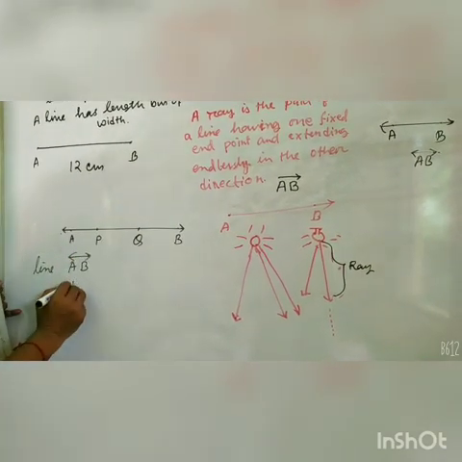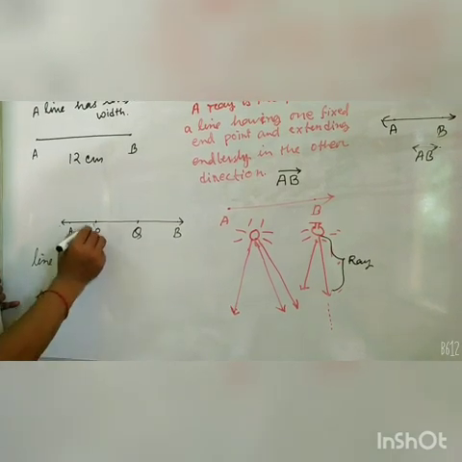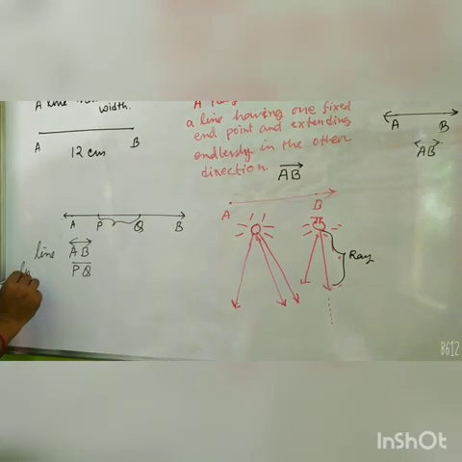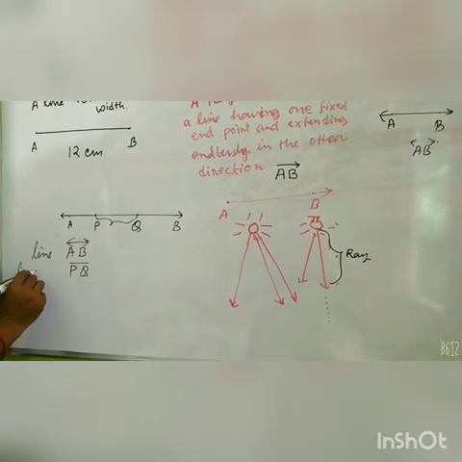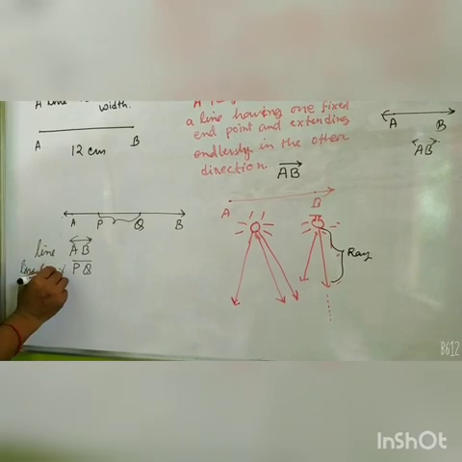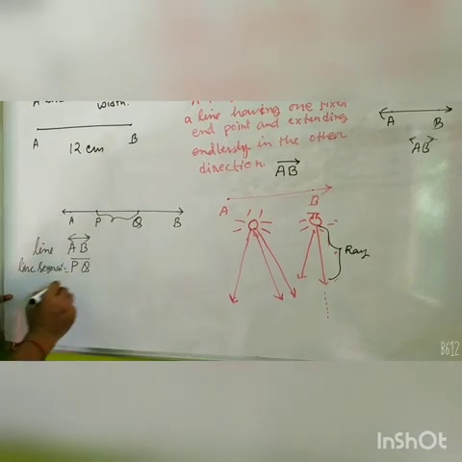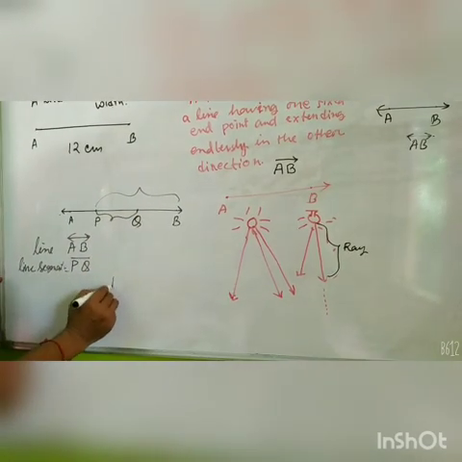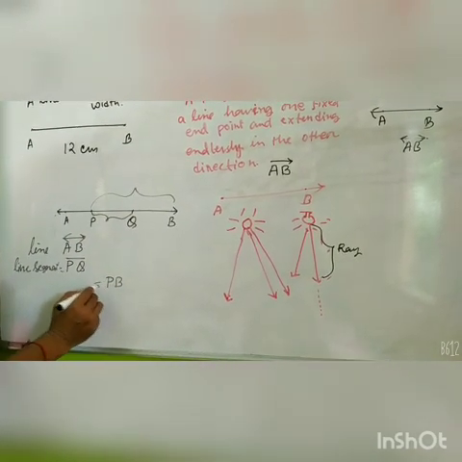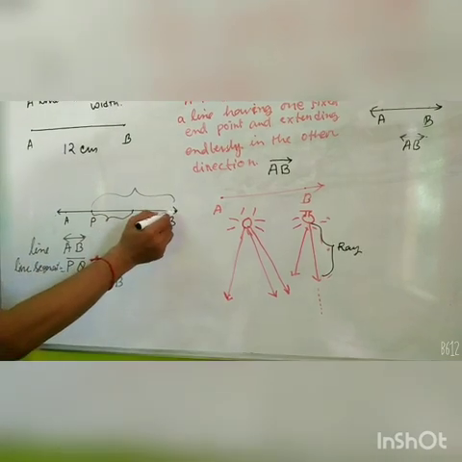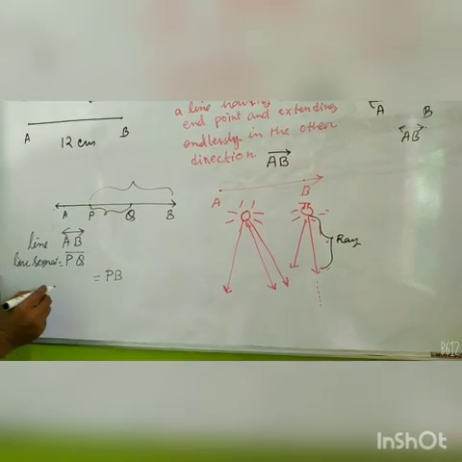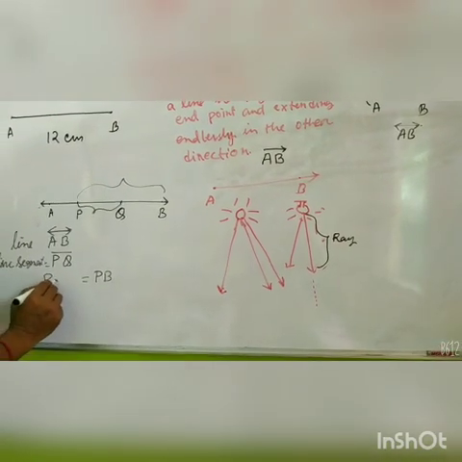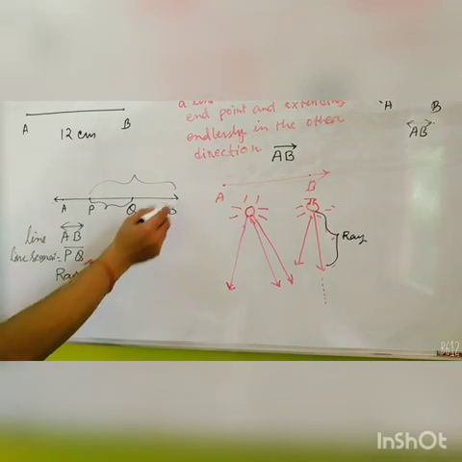And PQ has fixed endpoints from here to here. So it is a line segment. It is called a line segment. And PB, what is PB? PB has one endpoint, and on the other side there is no endpoint, it is endless, going endlessly in the other direction. So it is called a ray. PB is a ray. So I think you understood what this is.